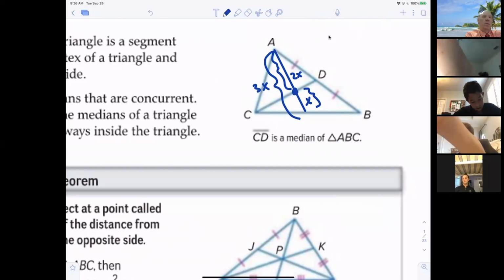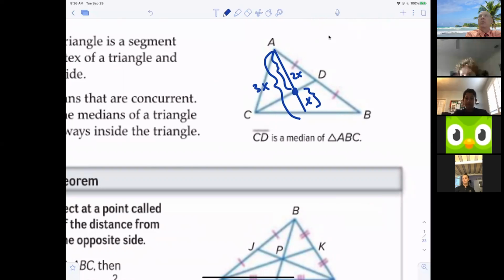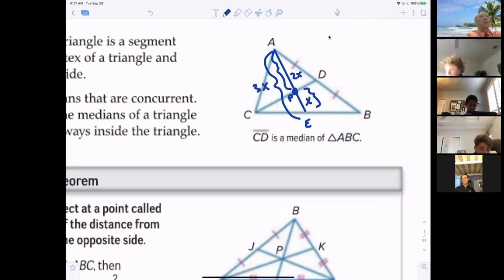No. There is nothing. You're right. That's kind of a good question. That's the unique characteristics of the centroid. That's all I got. Well, because I'm showing you the relationship. Let's say this was E, and let's say this was F. EF and FA, there's a relationship. AF is always twice EF. That's all I'm saying. Always.